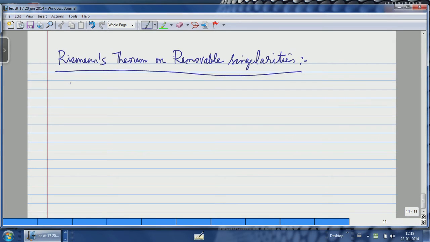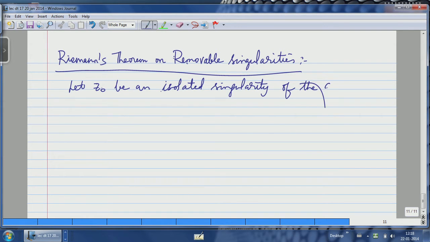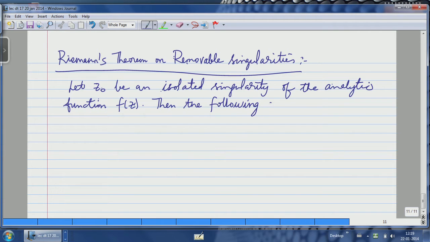So let me state that: let z naught be an isolated singularity of the analytic function f of z, then the following conditions are equivalent. So number one, z naught is a removable singularity.